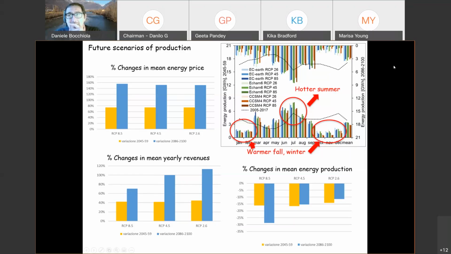What is the dynamic in time of the production? You can see here, on the top right chart, the dashed black line gives you the production at present, expressed in gigawatt hours.